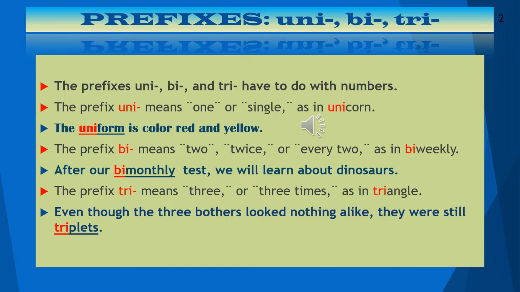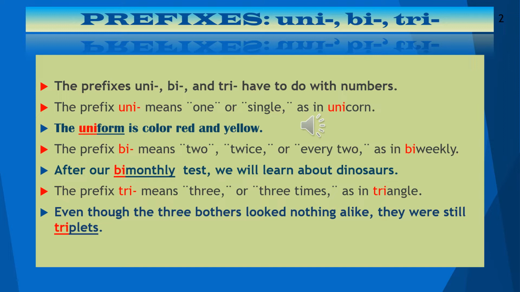So last week we talked about prefixes. And the definition: a prefix is a letter or letters added to the beginning of a word. The prefix can be one letter or more than one letter that are added at the beginning of a base word. So here we have the prefixes uni, bi, and tri. And when we talk about these prefixes, we are talking about numbers.